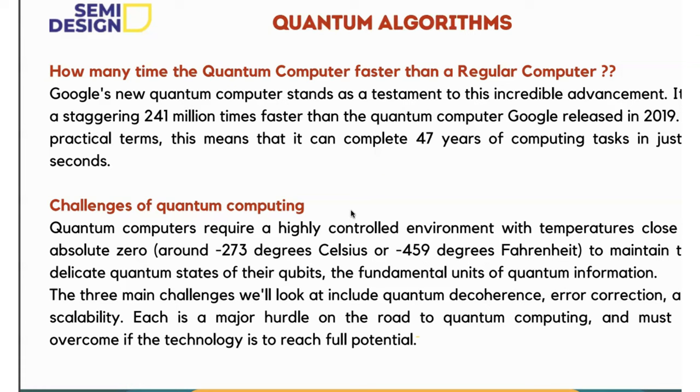So we need to store the quantum computers in a very cool area, around minus 273 degrees Celsius or minus 459 degrees Fahrenheit. That means a very cold place, like our refrigerators, like ice. At those places we need to put our quantum chips. So we always need to take care of that.